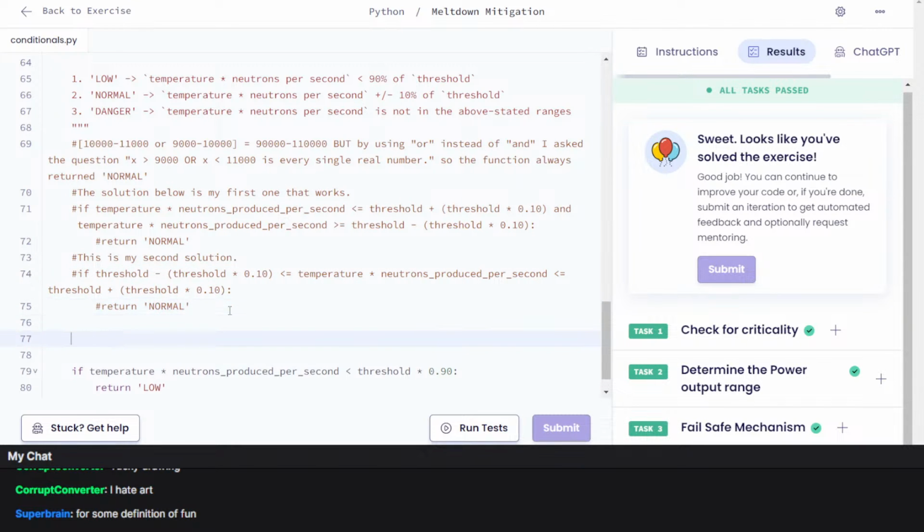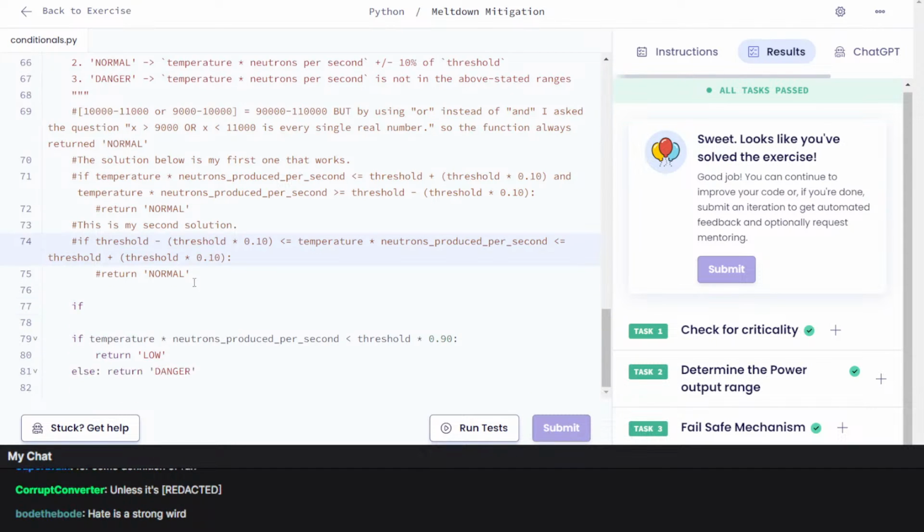Okay, try it. Time to do your thing. Alright, if... what am I gonna have, an if? Corrupt Converter says unless it's redacted. So I think we're gonna need this threshold thing again, though. So let's grab the threshold.